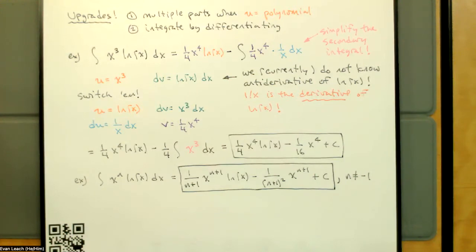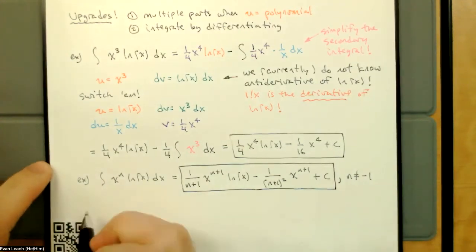In particular, now that we have a formula for x to the n natural log of x, as long as n is not -1, we can now figure out what the integral of natural log of x is that we didn't have before. Originally we had to switch things around because we couldn't put dv as natural log of x. We didn't know the antiderivative.